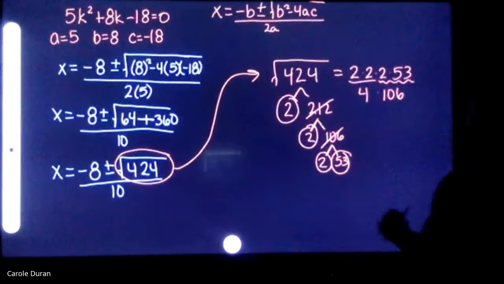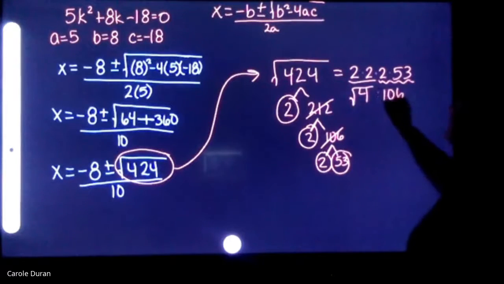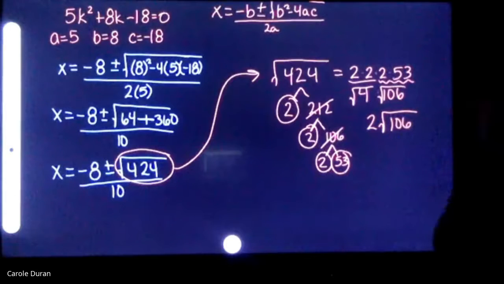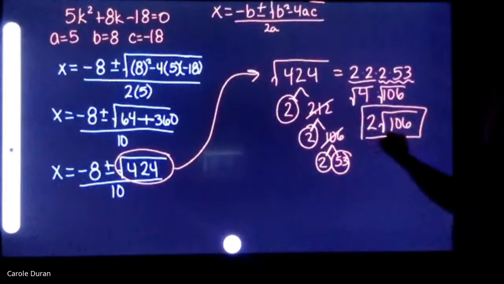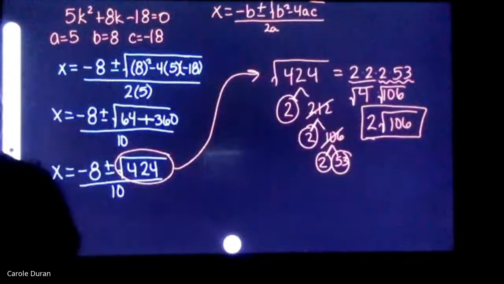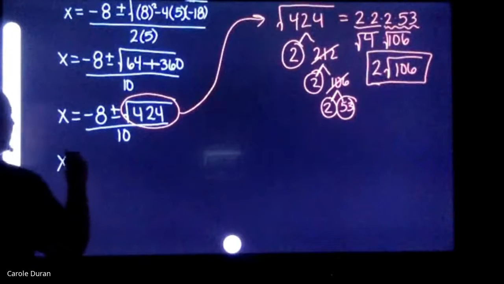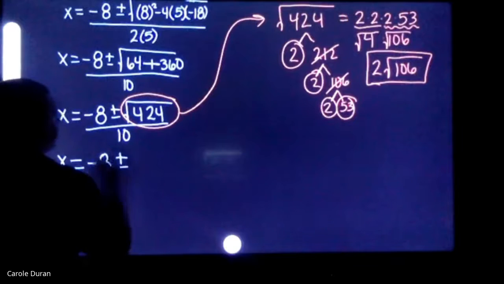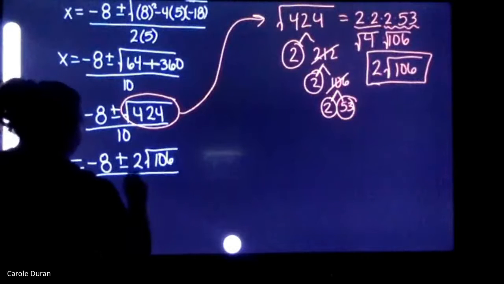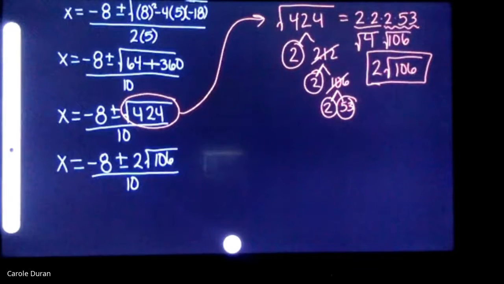But that isn't something that I can take the square root of, okay? Nothing else can get put together, so I go ahead and square root both of these. Square root of 4 becomes 2, and I cannot reduce the square root of 106. So then I'm going to replace the square root of 424 with this reduced 2 times the square root of 106. So then this becomes x equals negative 8 plus or minus 2 times the square root of 106 all over 10. The good news is we are almost finished.